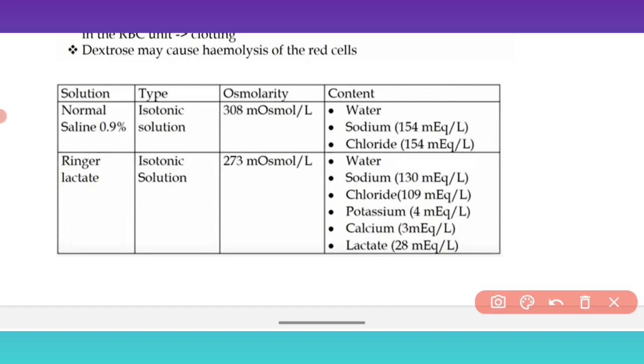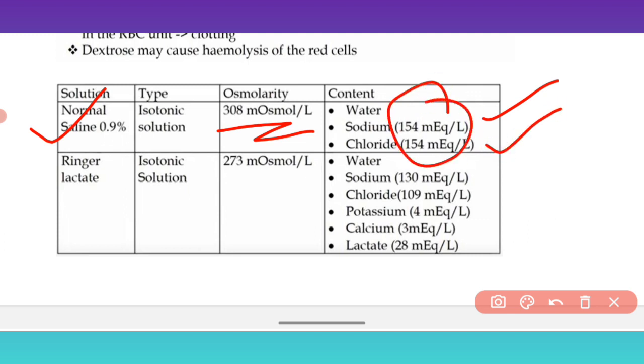Okay, fine. So here the normal saline osmolarity is 308 milliosmoles. That is the amount of particles present in the fluid together, 308 milliosmoles per liter. How did I get this 308 milliosmoles? Here you can see sodium 154 milliequivalents per liter and chloride 154 milliequivalents per liter. So if you add these two, you will get 308 milliosmoles per liter. These are the particles, that is sodium and chloride and water. These are all the particles present in the normal saline.